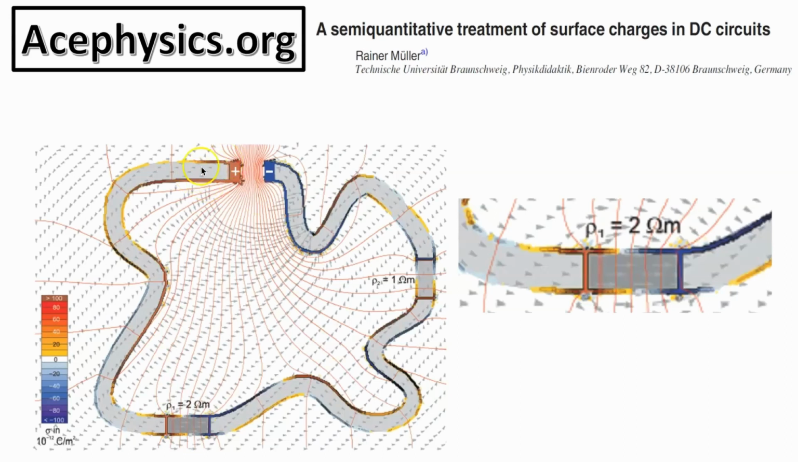You can see this is the electric field within the wire, and this is the electric field within the resistor, and the electric field in the resistor is much larger than the electric field in the wire. The red is positive charge, so on one side of the resistor is positive charge, and on the other side of the resistor is negative charge, and that produces this electric field. And this is discussed and treated in this paper.